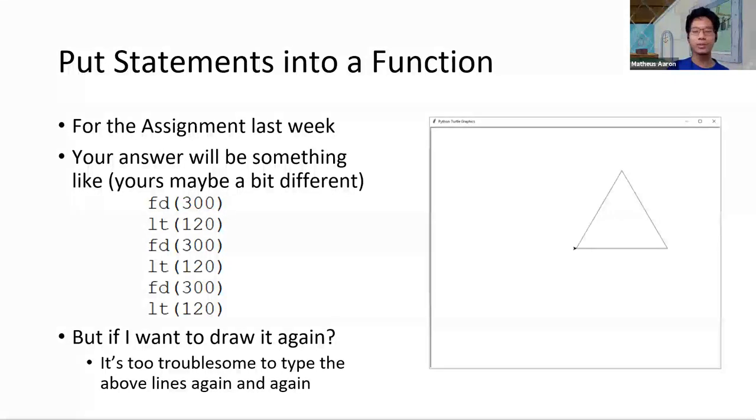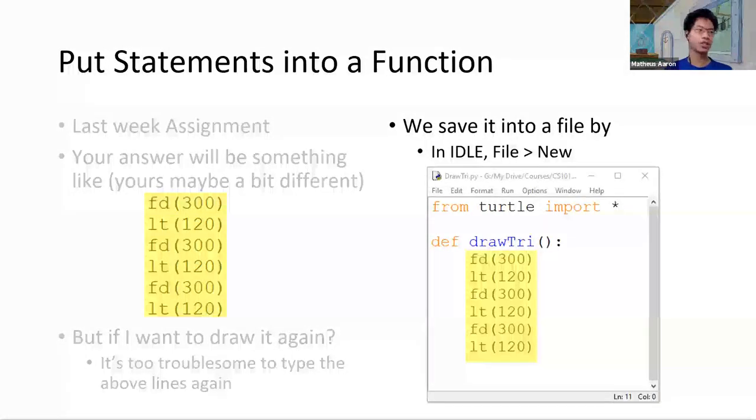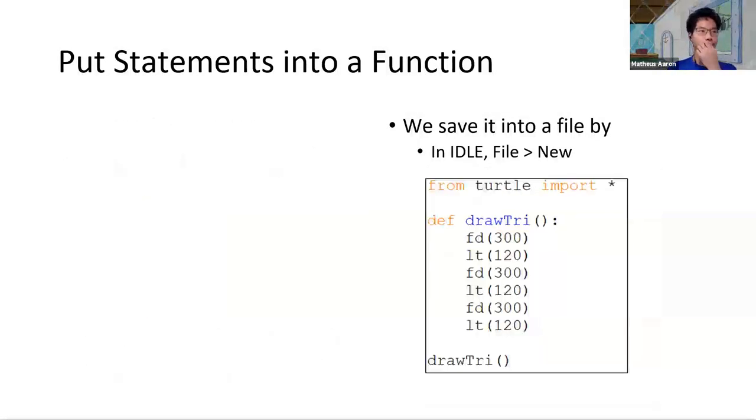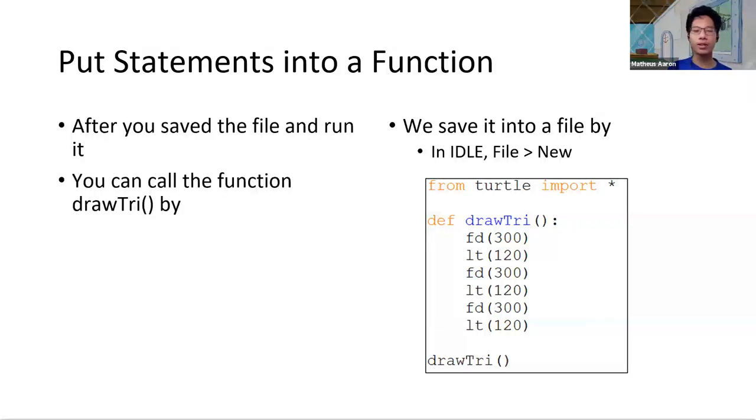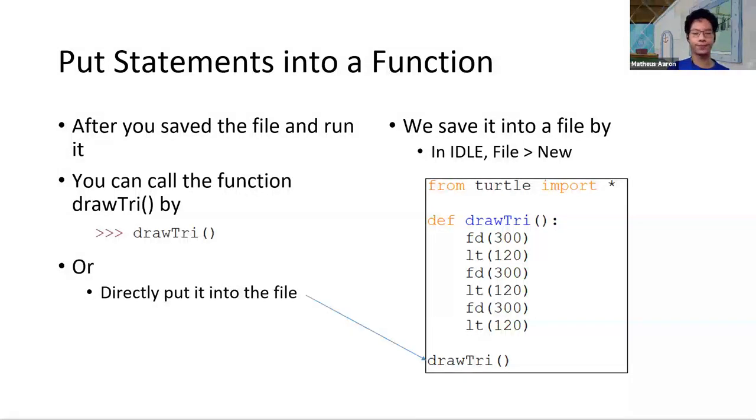Basically, what we want to do is store our code into a function. Why do we store it as a function? Because when we store it as a function, it will serve as some sort of a template. So in this case, we have a template that whenever I call draw triangle, it will always create a triangle. Or you can just directly put it into the file over here.